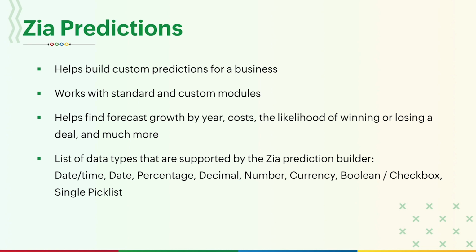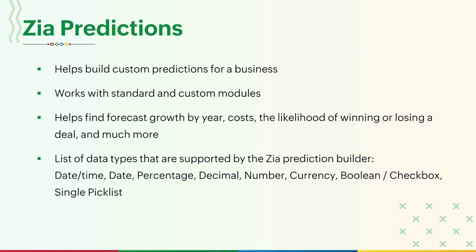Before jumping into building a prediction, it is essential to understand what you wish to predict for your business. And even before you do that, it is pivotal to understand the supported data types for Zia's Prediction Builder. They are date time, date, percentage, decimal, number, currency, boolean or checkbox, single pick list.